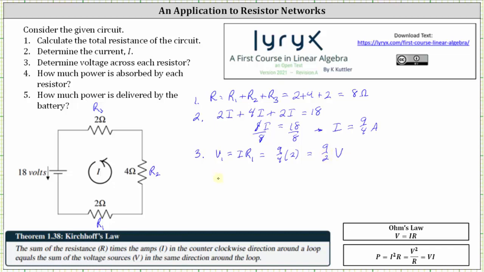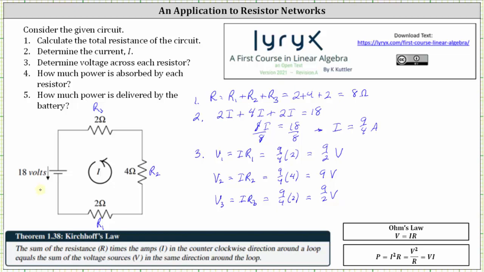The voltage across resistor 2, V sub 2, is equal to I times R sub 2, which is equal to 9/4 times 4 ohms, which gives us 9 volts. And then the voltage across resistor 3 is equal to I times R sub 3, which is 9/4 times 2, which we already found to be 9/2 volts. Now if we stop here for a moment, notice how if we sum V sub 1 through V sub 3, we do get 18 volts, which is the same as the total voltage source.